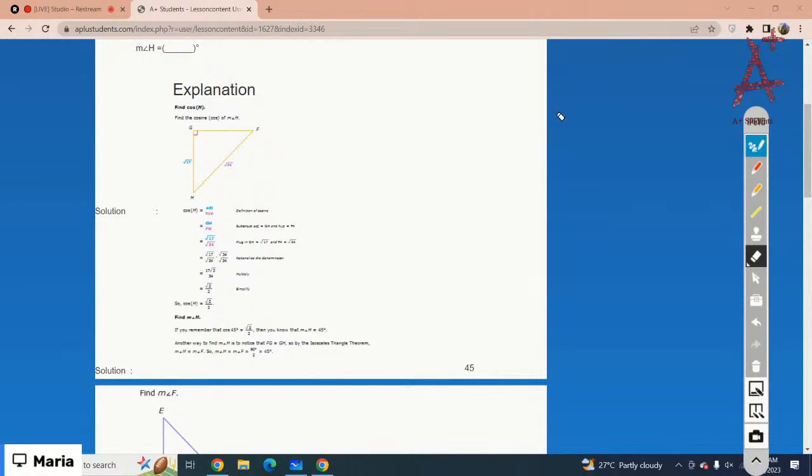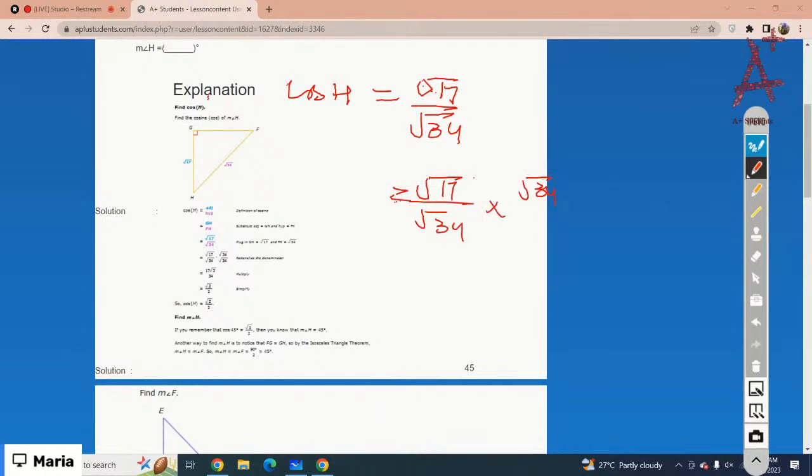Okay, so cos H is square root 17 divided by square root 34. So we are going to rationalize. Got it? Rationalize means you need to remove the square root sign from the denominator. So let's multiply and divide by square root 34. Square root 17 divided by square root 34, multiplied by square root 34 divided by square root 34. When you multiply them, it would be square root of 17 times 34 divided by 34.